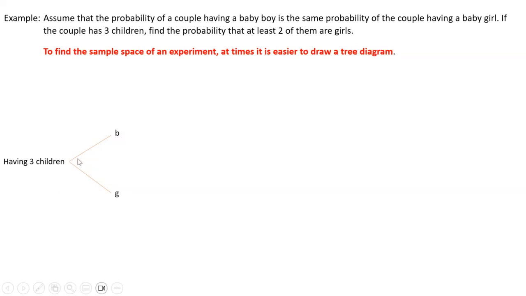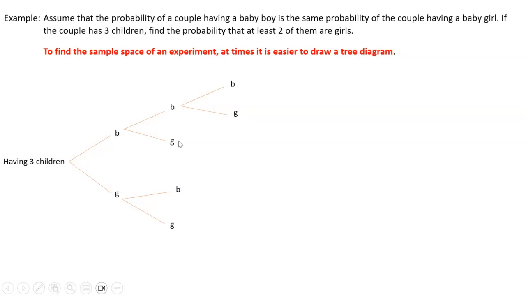Now let's go to the second birth. Say that the first birth is a boy, right? Then after the boy, it can be a boy or a girl again. If the first birth was a girl, then after the girl, it can be a boy or a girl. Now, if the first baby was a boy and another boy, then after that boy, it can be a boy and it can be a girl.